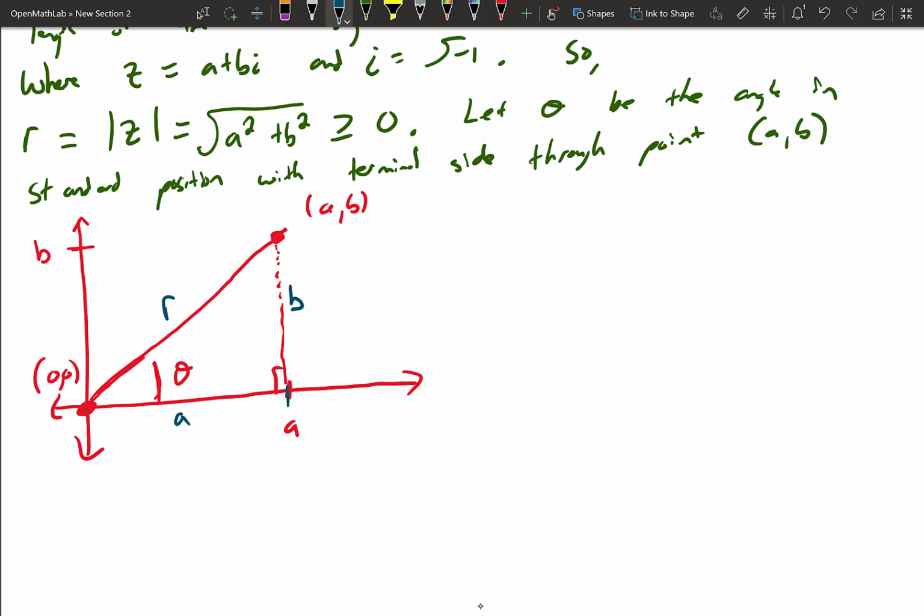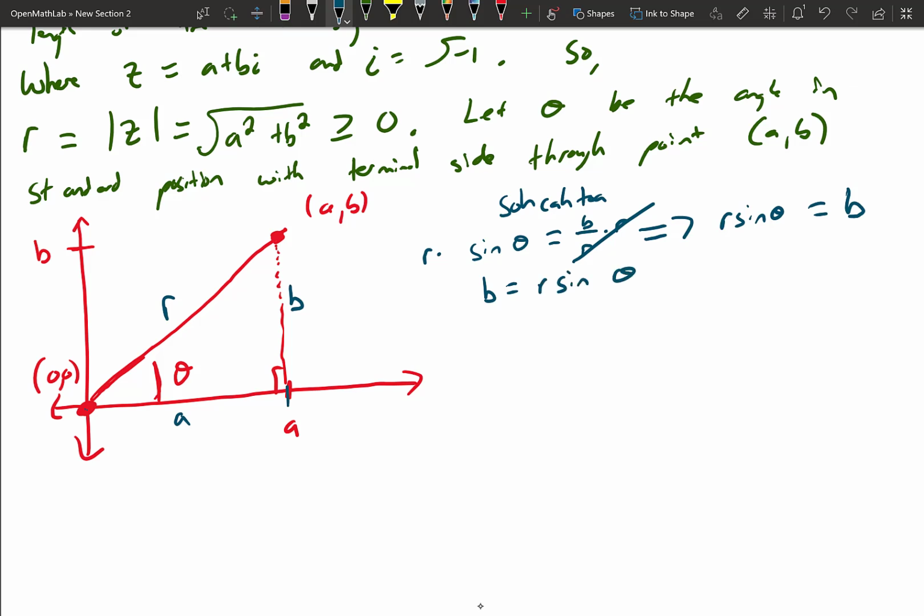So since we have a right triangle, I could use my trig, SOHCAHTOA, right? And I could figure out, for example, what sine of theta is, right? So sine of theta is going to be the opposite, which is going to be b, divided by the hypotenuse, which is r. And then if I multiply both sides by r, what I'm going to get is r sine theta equals b, right? Because those r's are going to cancel out. So in other words, b equals r sine theta. And I'm going to put a box around that because we're going to need that.